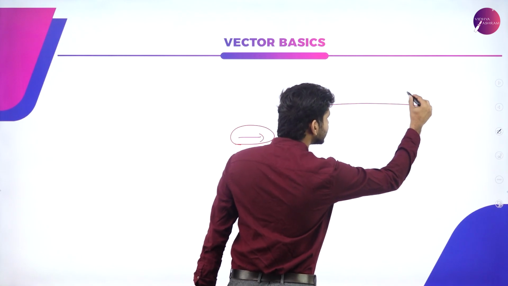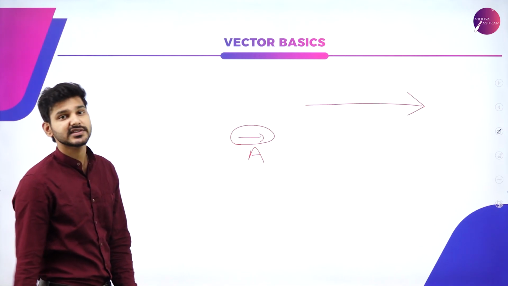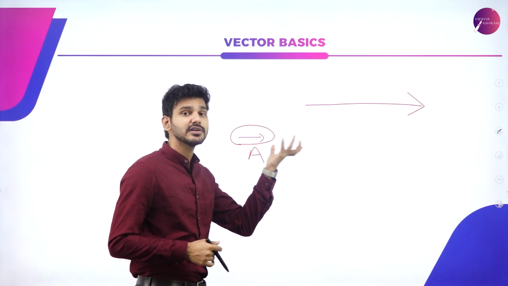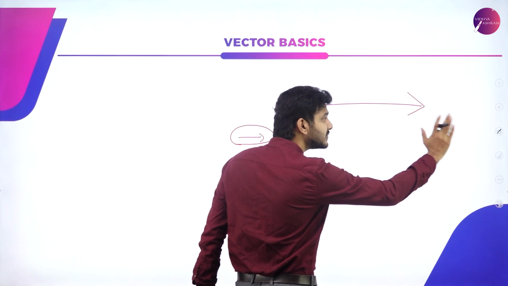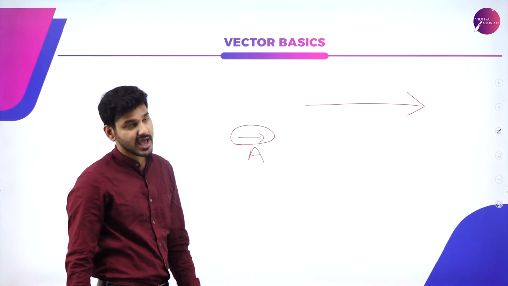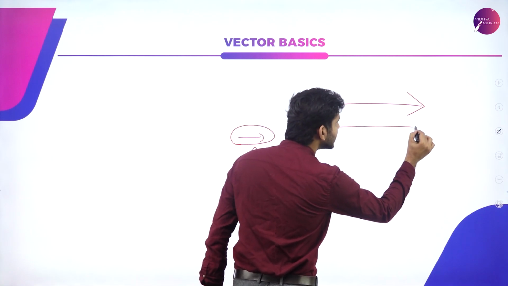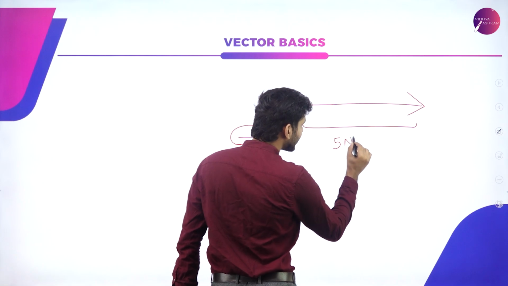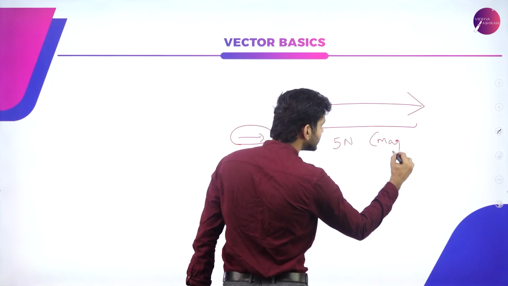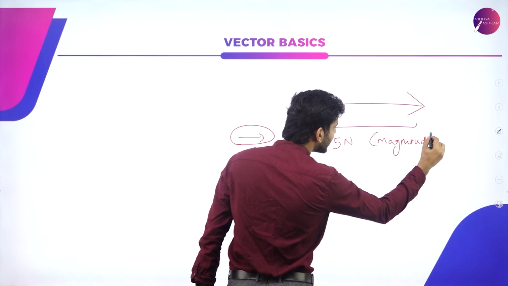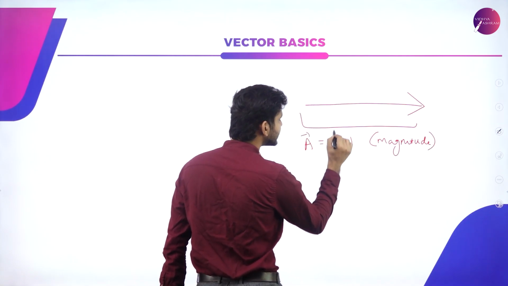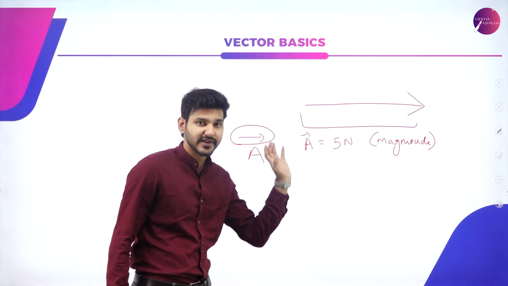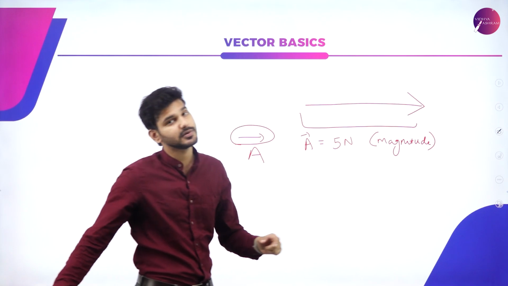So let's say this arrow represents a particular vector. In this case, it is vector A. This arrow tells you that some quantity is being directed in a particular direction, and the length of this vector will give you its magnitude value. So if this is 5 newtons, let's say vector A is equal to 5 newtons, then the length of this vector gives you that magnitude.